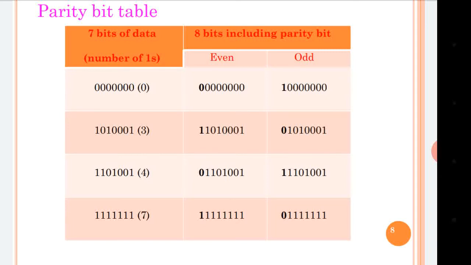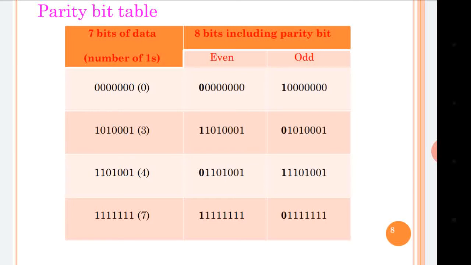The third example includes 4 ones. So in order to make that data even parity, because 4 is already even, I will add 0. And in order to make that data odd parity, I will have to add 1, so as to make the total number of ones odd, which is 5.